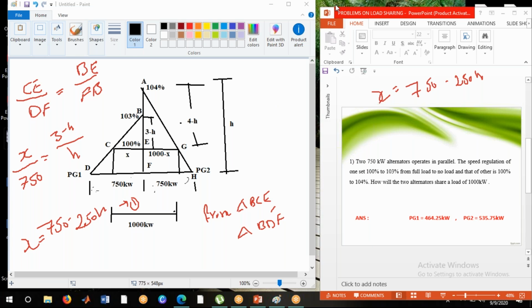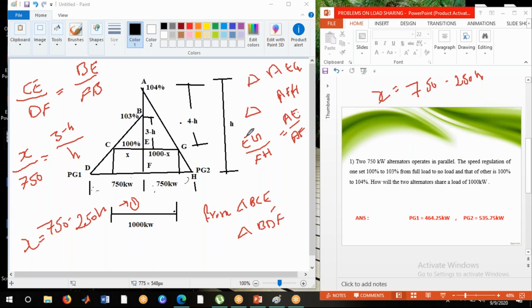Now similarly, we have to solve the second equation using triangle AEG and triangle AFH in a similar manner. So we can write EG divided by FH equals, since EG and FH are parallel lines, AE divided by AF.